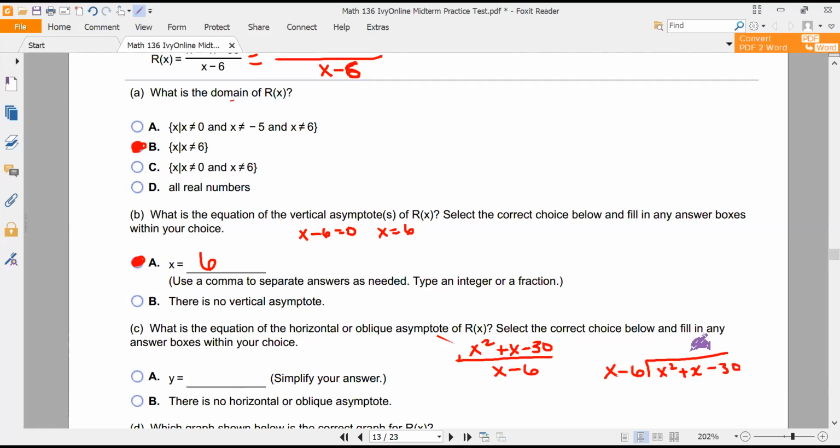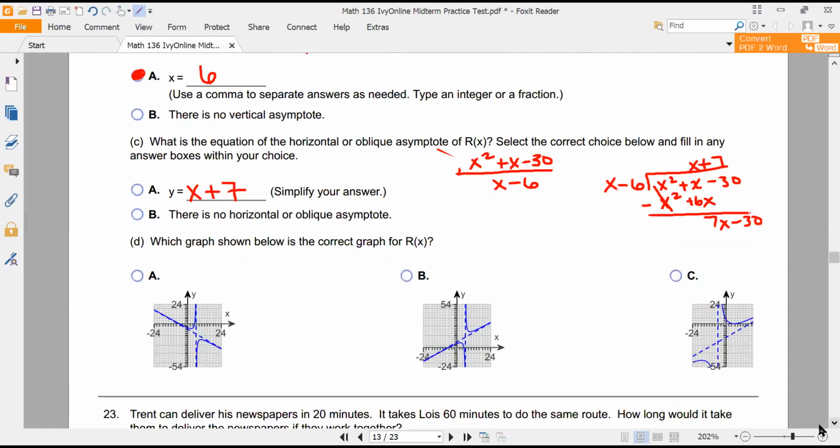So x times what makes x squared? It would have to be an x, and then we get x squared minus 6x when we multiply x times everything out front. In long division, you change your signs. So this is 7x minus 30, and then x times what makes 7x? That would be a plus 7. Now, I don't even need to finish this because all we care about is the actual mx plus b when it's oblique. So x plus 7 is our oblique asymptote.